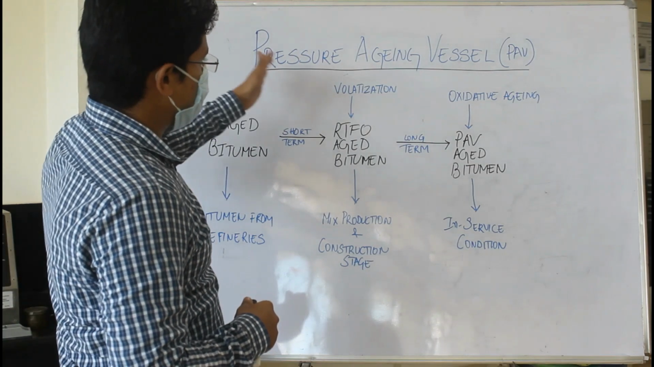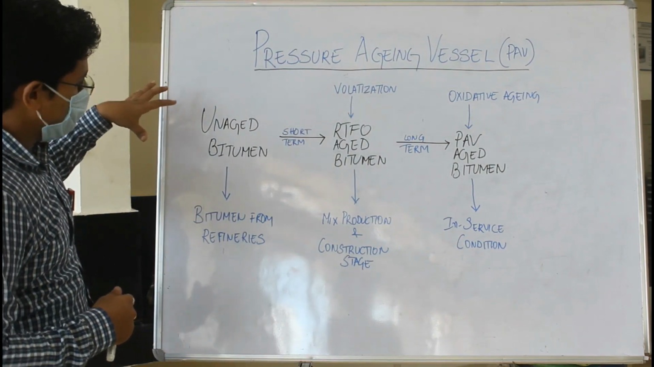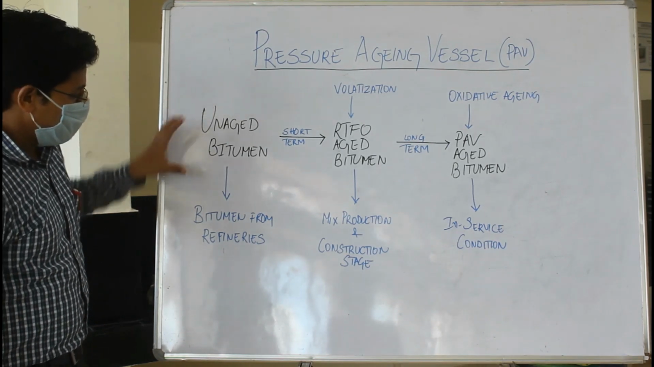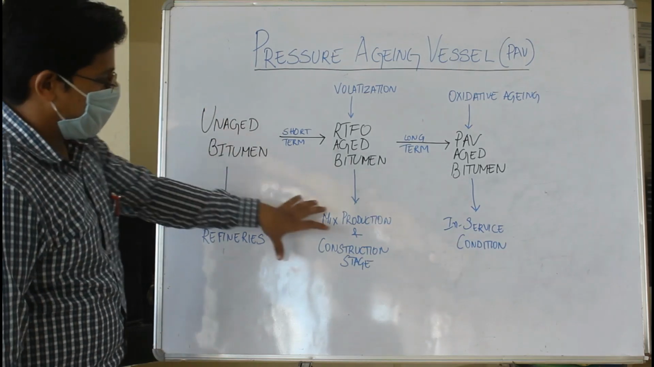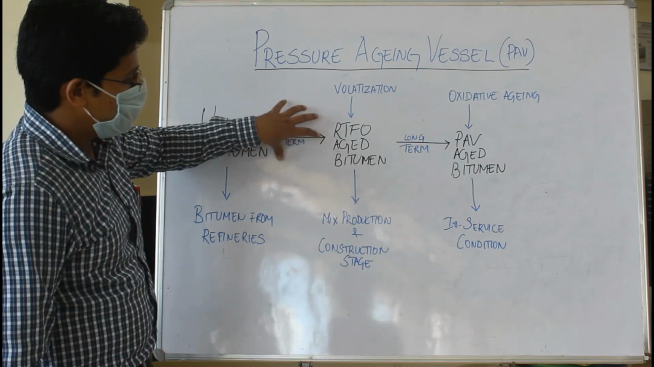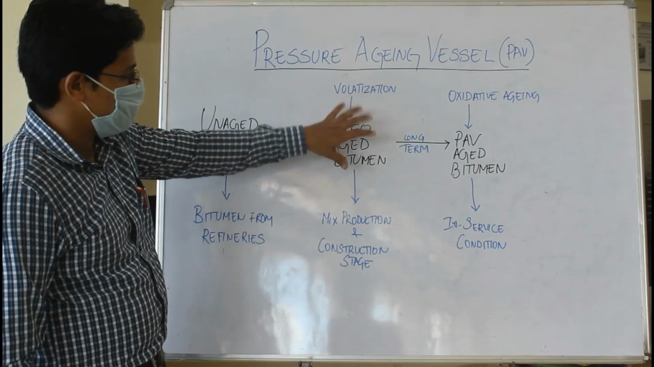Today we'll start by learning about the PAV, which is the pressure aging vessel. As we discussed in the last RTFO class, unaged bitumen, which is virgin bitumen without any aging, comes from the bitumen refinery. Next, at the stage of production and construction, the bitumen undergoes short-term aging, which we simulate in the laboratory using the RTFO method, what we discussed in the previous video.